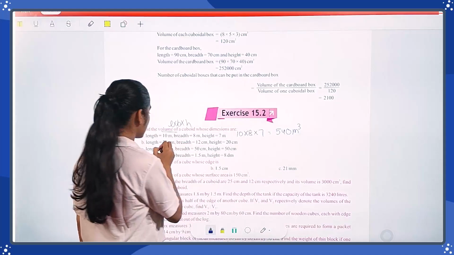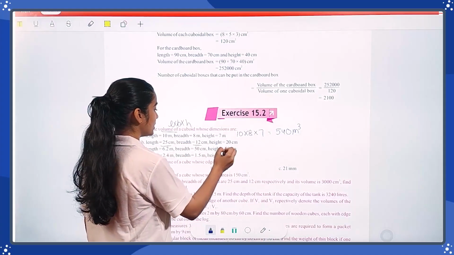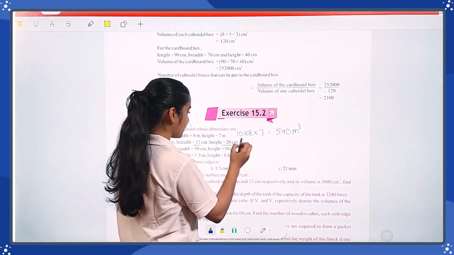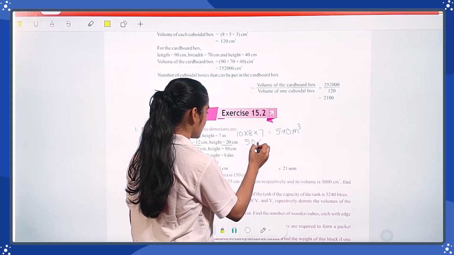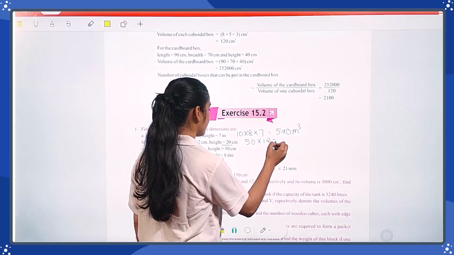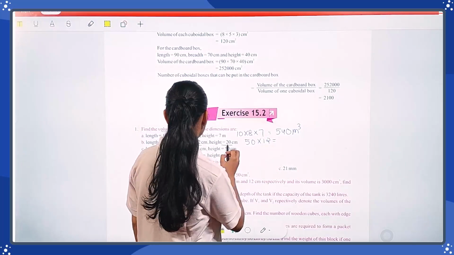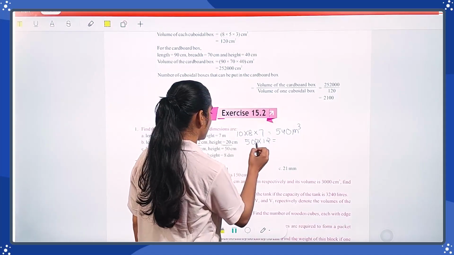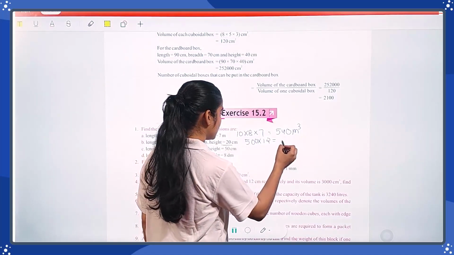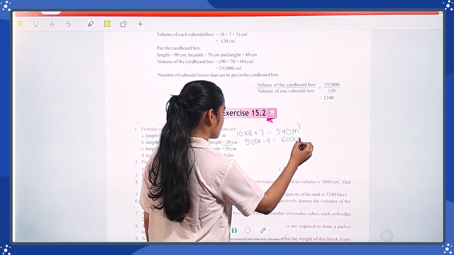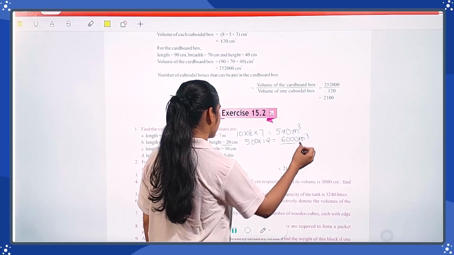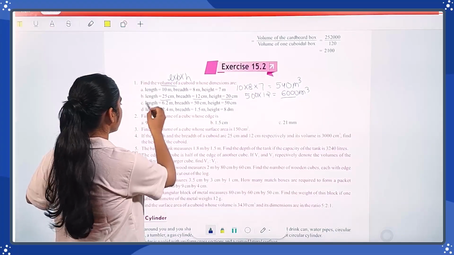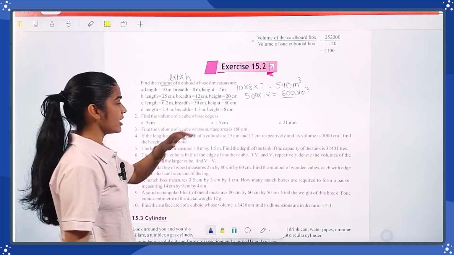Now length is 25 centimeter, breadth is 12 centimeter, and height is 20 centimeter. So 20 multiplied by 25 is 500, multiplied by 12. 12 5s are 60. 6,000 meter cube is your final answer. And you can solve the rest two parts in the same way as I do.